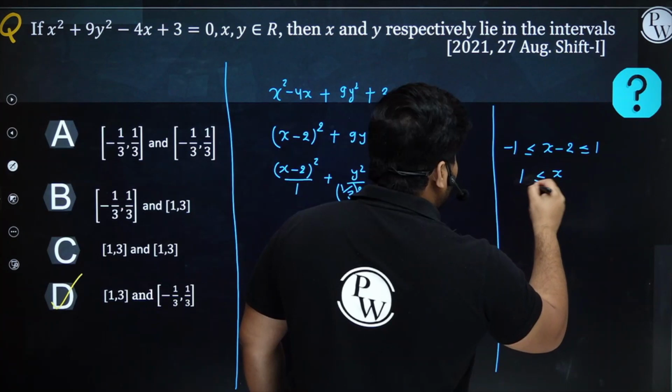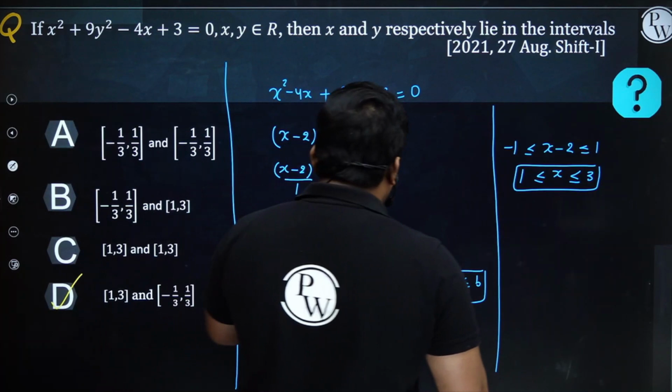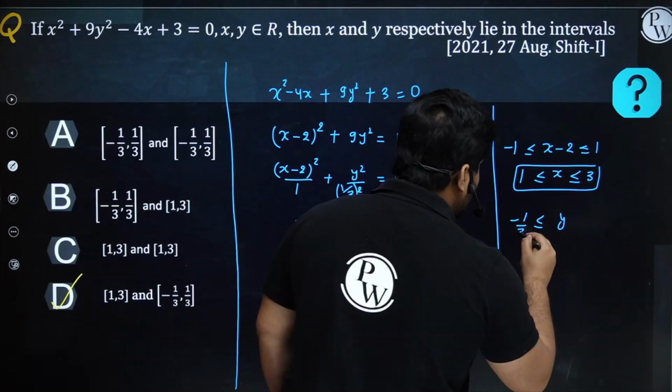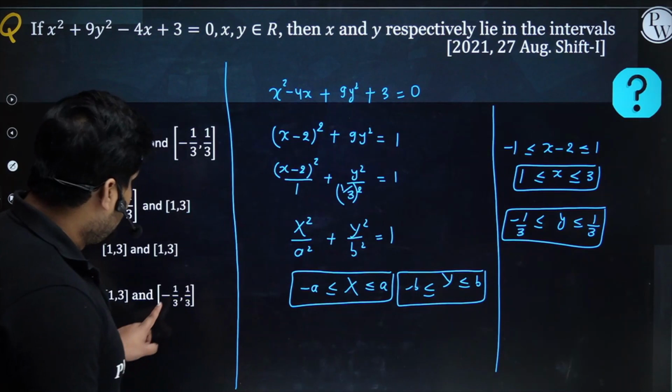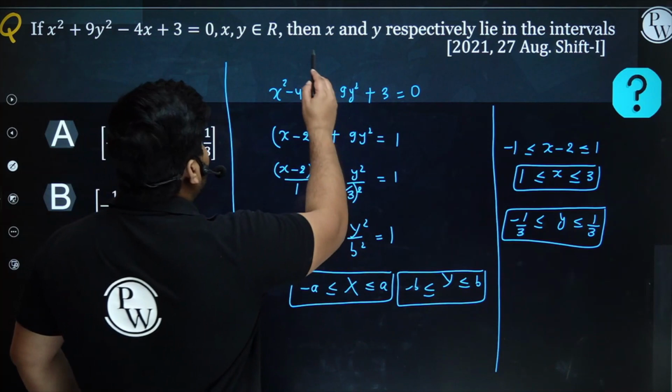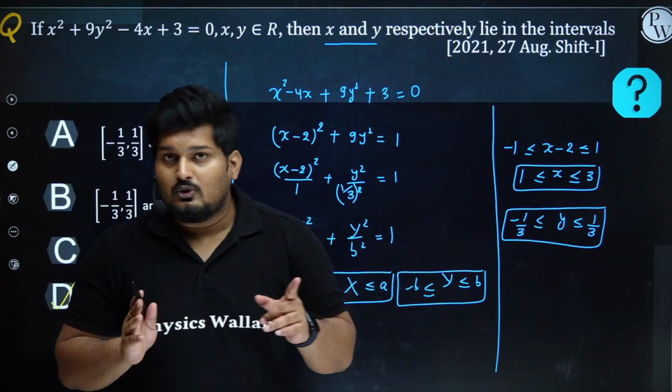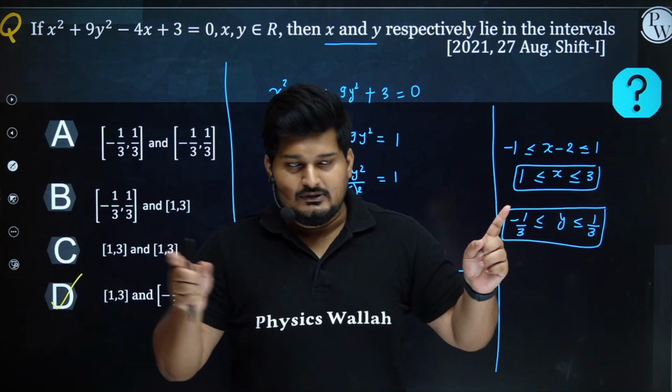Now this y here. So y will be from where to where? Y is from minus b to b. So y will be from minus 1 by 3 to plus 1 by 3. So which is your answer? 1 to 3, minus 1 by 3, plus 1 by 3. Right? Because this is clear, no? That x and y are satisfying this ellipse. It has to be inside that part. And you know already, x square by a square plus y square by b square equal to 1, it is from minus a to a. So the same logic we have applied here. I hope it is clear. Moving on to next one.